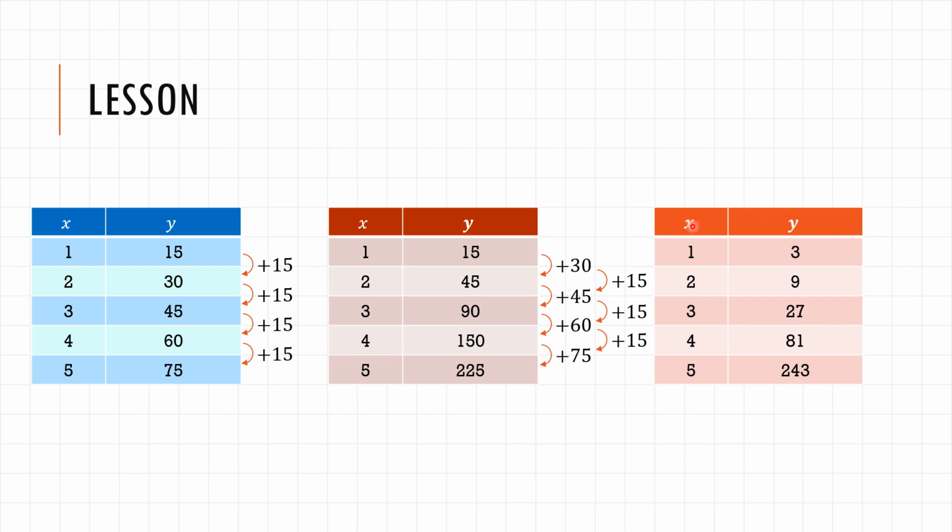But for an exponential relationship, like we studied in our previous lesson, to get from one y value to the next, you multiply by the same number. So 3 times 3, instead of adding, we're multiplying. 3 times 3 is 9, 9 times 3 is 27, 27 times 3 is 81, and 81 times 3 is 243.